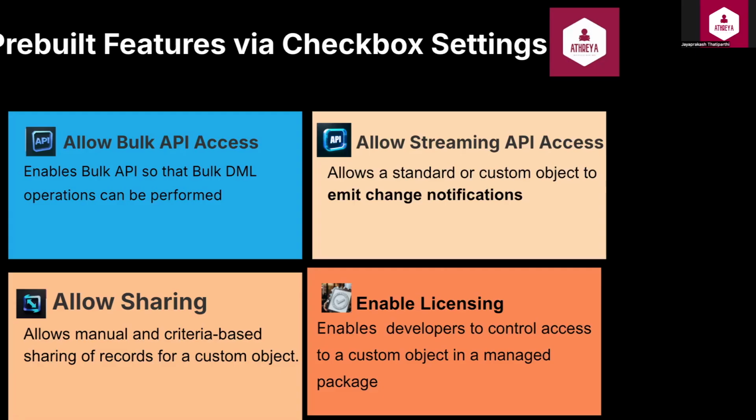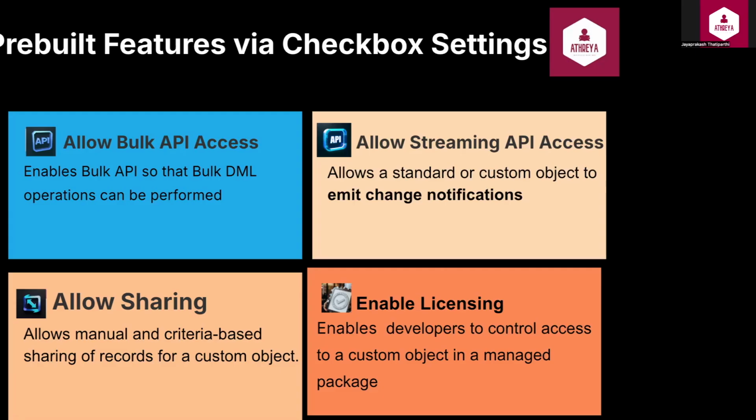Behind the scenes, when you enable Allow Streaming API access on an object, the object is included in change data capture and push topic subscriptions. The external systems can subscribe to these changes using CometD or tools like MuleSoft, Heroku, triggers, or external apps to listen for real-time changes. A system object like invoice change event is created automatically. This object carries lightweight read-only change messages.